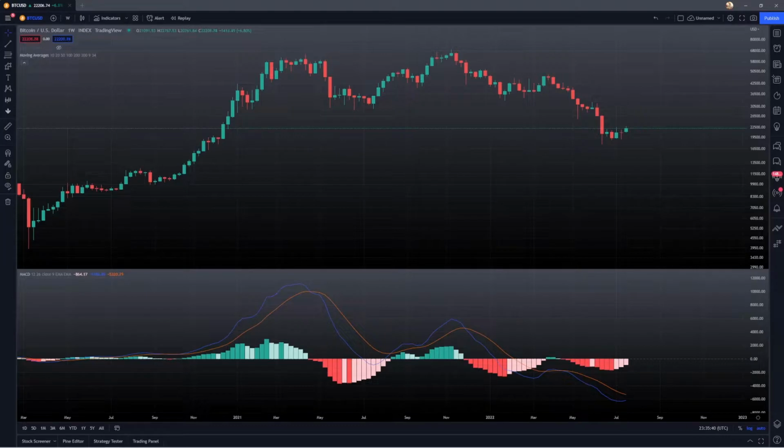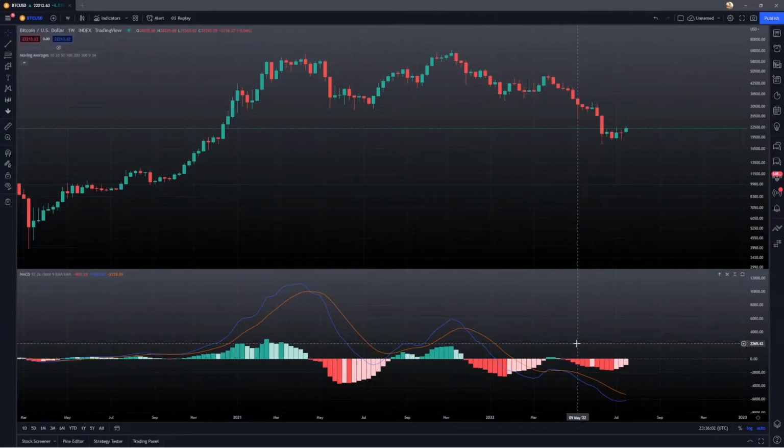So we have this indicator down here. This is the MACD. This blue line is the MACD line, and basically this is the difference between the 26 EMA and the 12 EMA, and then this orange line is the 9 EMA of the MACD. So overall it's a bit confusing, but for the sake of this video I'm just going to be referring to these lines as respectively the blue and the orange line.